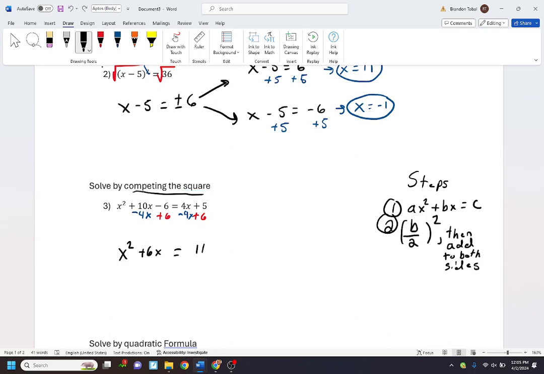All right. So I take 6, cut it in half, which is 3, and then square it, which is 9. So I'm going to do plus 9 here, and plus 9 here.